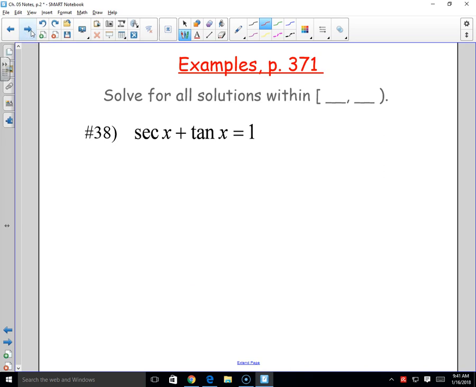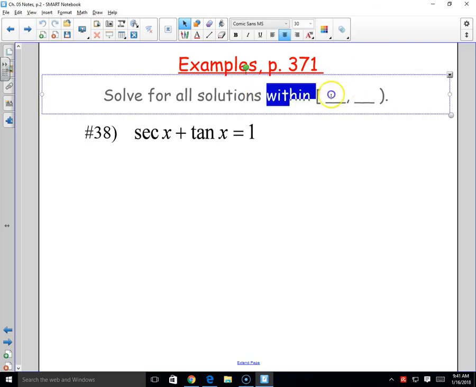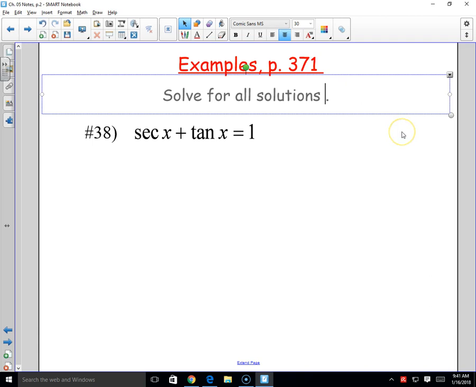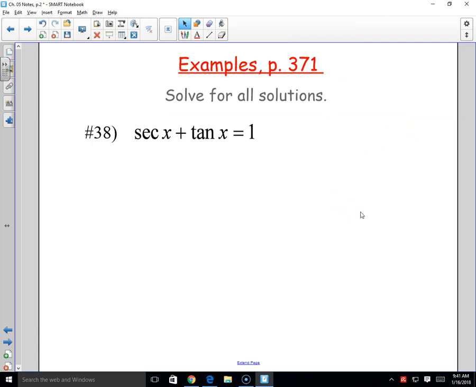Alright. Let's do, we haven't done a new direction in a while. Let's just do all solutions. Limitless but limited. Infinitely many.